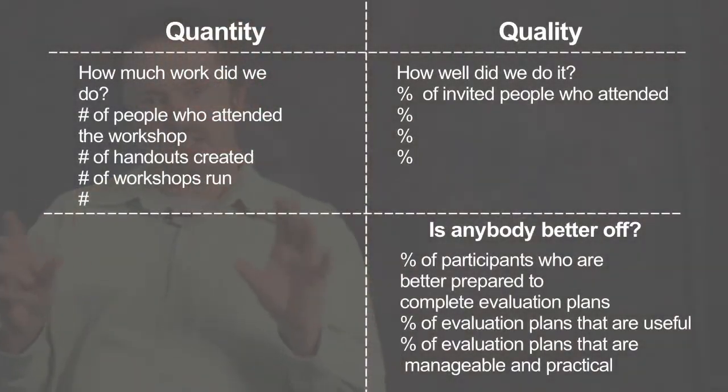So you can see across the top it has two columns. The one on the left says, how much work did we do? The one on the right says, how well did we do it? And the one on the bottom right asks, is anyone better off as a result? And thinking about where my indicators for my program fall in that little set of squares is really helpful. A lot of programs will find they have quite a bit of information on how much work they do, not that much information about whether anyone's better off as a result.